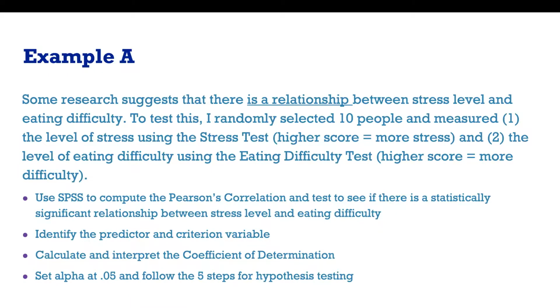Some research suggests there is a relationship between stress level and eating difficulty. To test this, I randomly select 10 people and measure their stress level using the stress test, higher scores equal more stress, and the level of eating difficulty using the eating difficulty test, higher scores equal more difficulty. Use SPSS to compute your Pearson's correlation, identify the predictor and criterion, calculate and interpret the coefficient of determination, remember that's your R squared, and set the alpha at 0.05 and follow the 5-step hypothesis test.